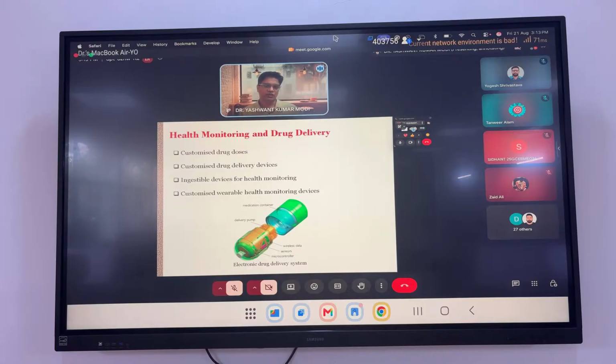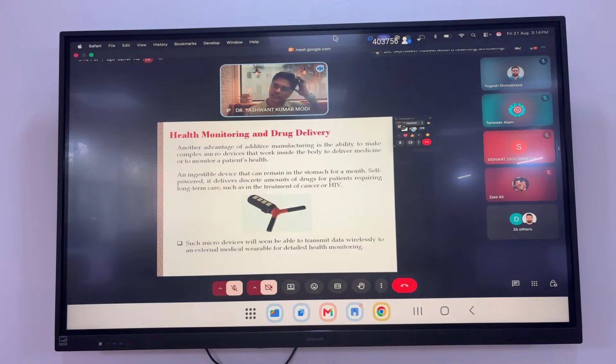Customized drug delivery devices can also be printed. Then ingestible devices for health monitoring can also be produced using 3D printing. That has already been produced, and maybe is being utilized in some cases. Customized wearable health monitoring devices can also be printed. Ingestible devices means such kind of devices may be kept inside the stomach of a human being, and they can be used to send some data of the patient on a regular basis.